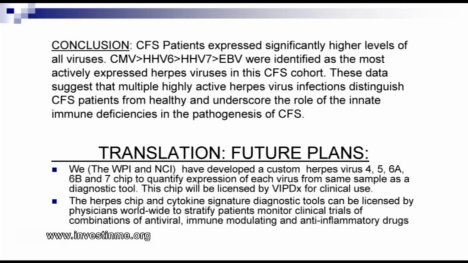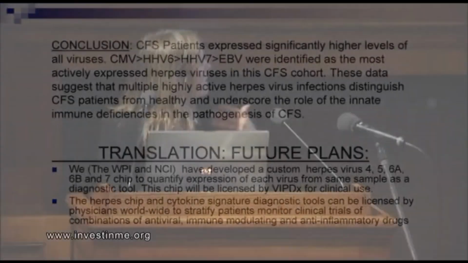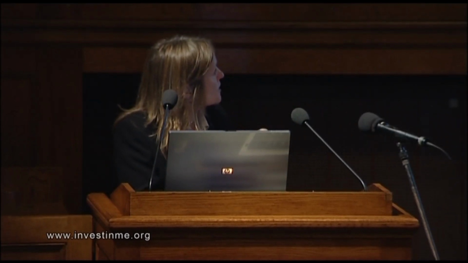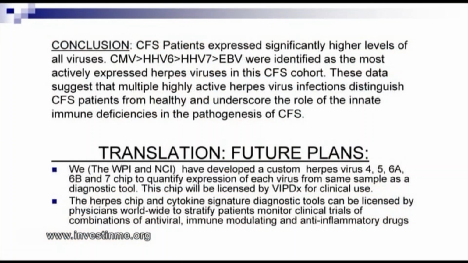So these data suggest that multiple highly active virus infections can distinguish CFS patients with certain immunological innate immune deficiencies in the pathogenesis. So how do we translate that? As we heard, I believe it was Malcolm say, well, we can reduce these chips now to develop custom arrays. So we've built a custom array that is essentially HHV 4, 5, 6A and B, and 7. And it's a single chip, and you can look at all of these at exactly the same time.